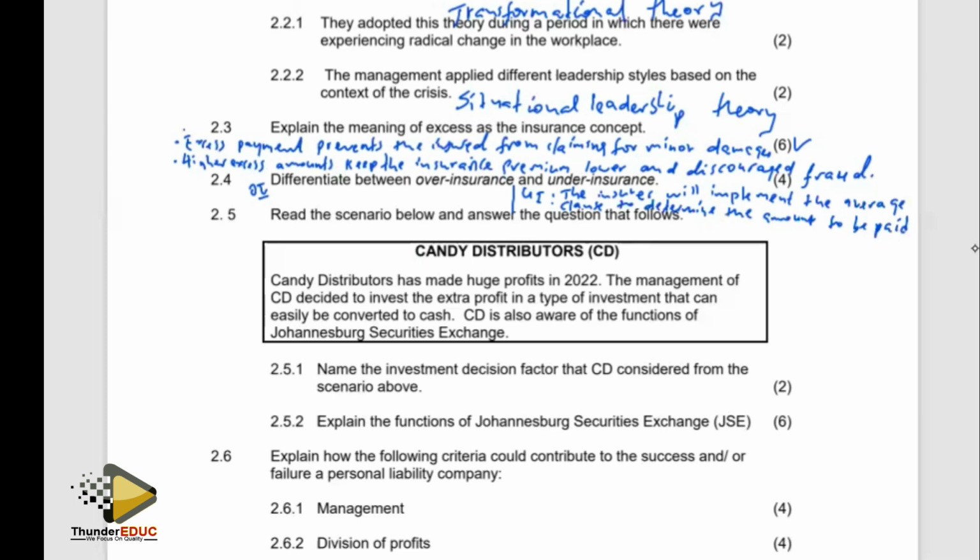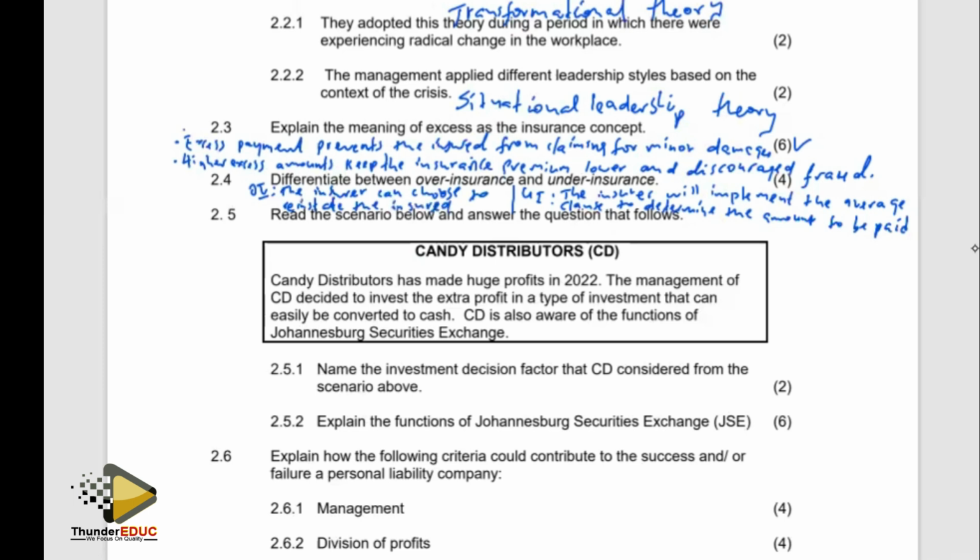Under over-insurance, we are saying that the insurer can choose to reinstate the insured.